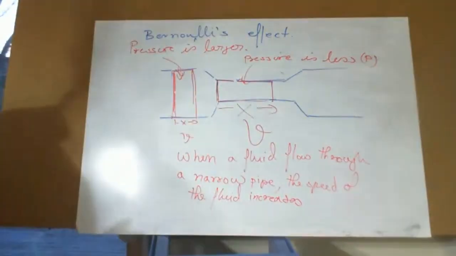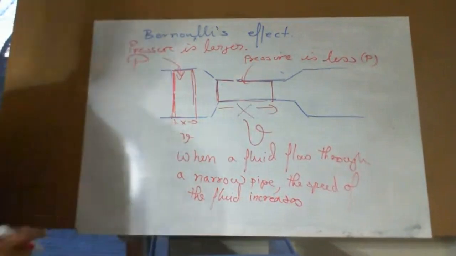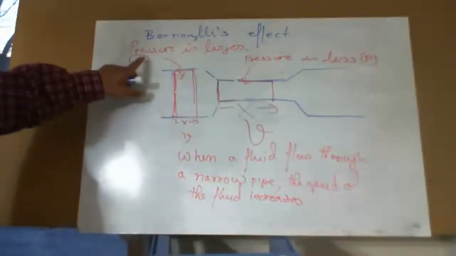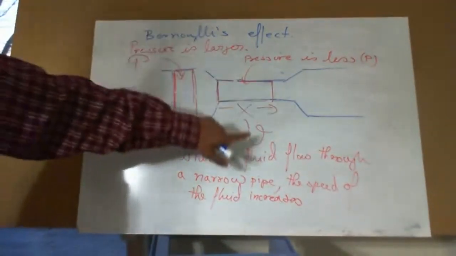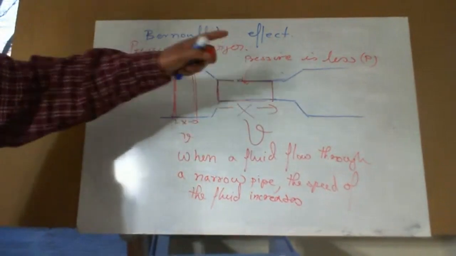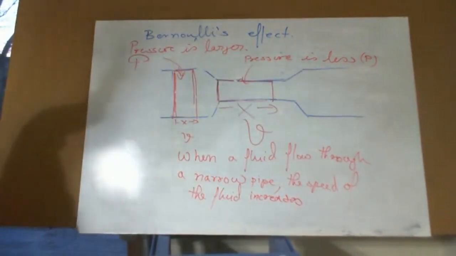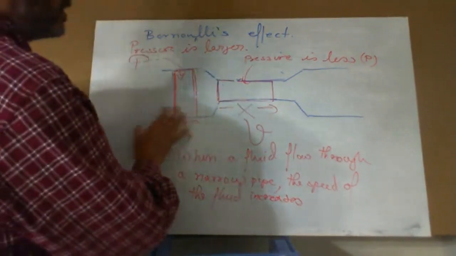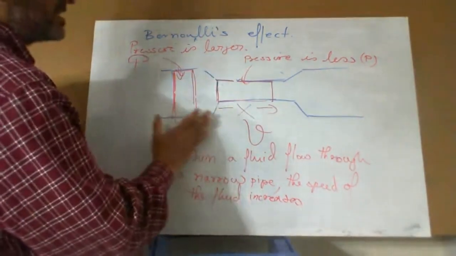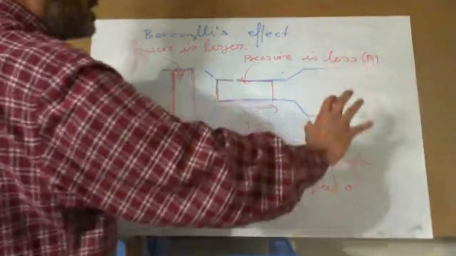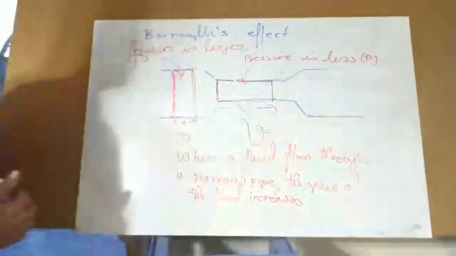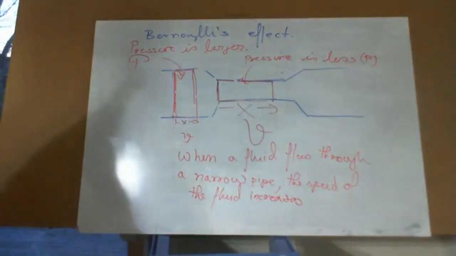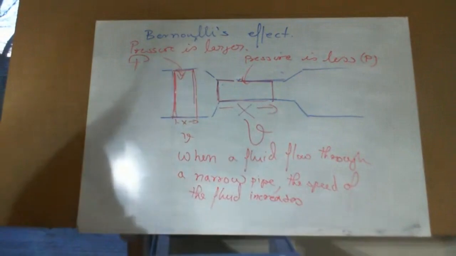Okay, the pressure is larger. So small speed, large pressure. Large speed, small pressure. Right? So once again, according to Archimedes, if the speed increases, the pressure decreases. Now, I don't know if you have ever seen what happens in a river.